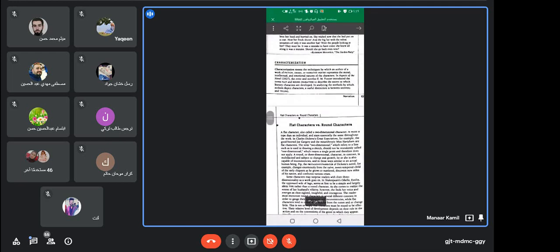Yes. So let's continue reading. Flat and round characters describe the extent to which literary characters are developed. In analyzing the method by which authors depict character, a useful distinction is between showing and telling.